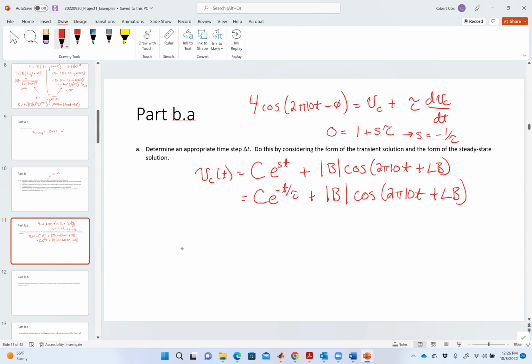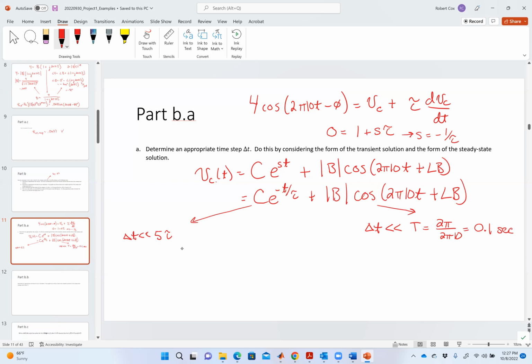Now what we said is we have two kinds of time features here that we consider: one is the exponential and the other is the sine wave. We want to be able to see both of those. So we need to choose a delta t that is small enough to capture both. To capture an exponential, it is over in about 5 tau. So if I want to see that, I need to make sure that my delta t is much, much smaller than 5 tau. If I want to see the cosine, I need to make sure that my delta t is much, much smaller than the key time feature of my cosine, which is the period, which in this case is 2 pi over 2 pi 10, or just 0.1 seconds.